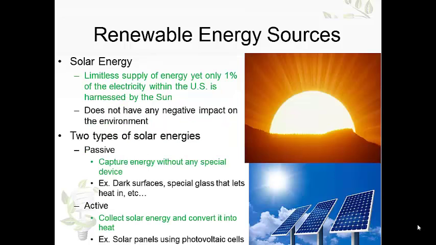On to another one, solar energy. This perhaps might be the best renewable energy option. It's a limitless supply of energy, yet only 1% of electricity in the United States is harnessed by the sun. And what's nice about this energy, it has absolutely no negative impact on the environment.